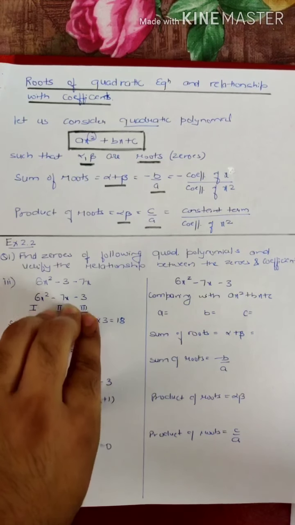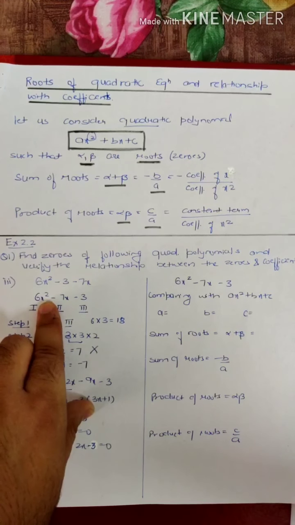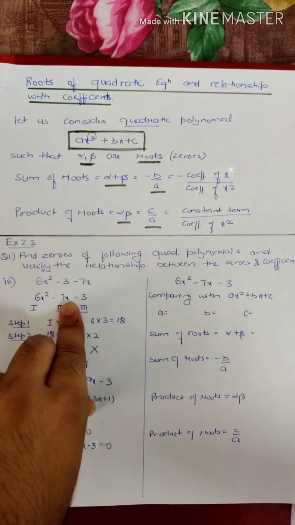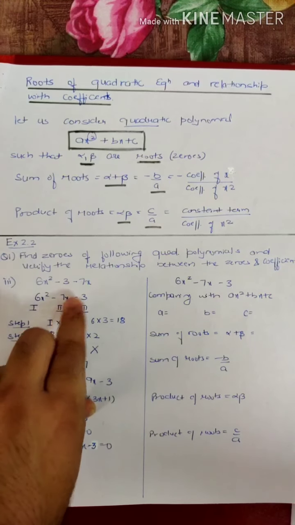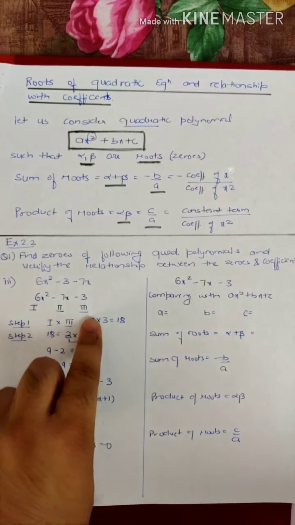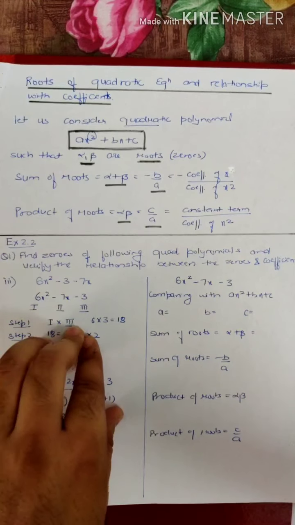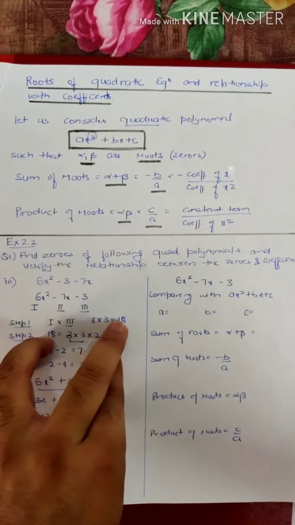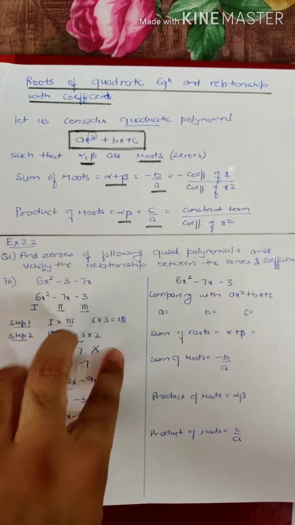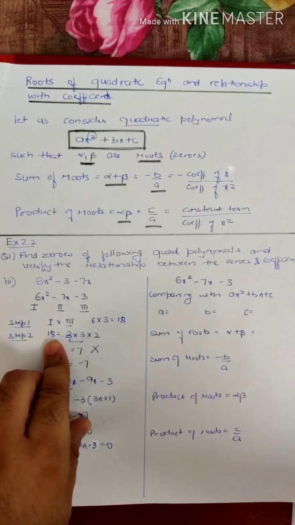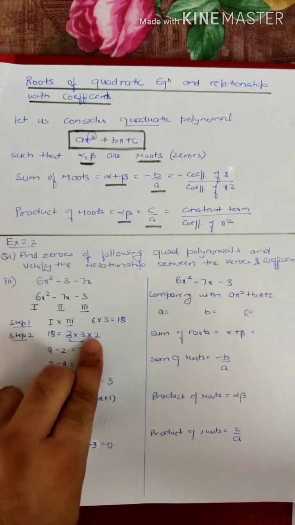So how can we do that? The coefficient of the quadratic term is considered to be 1, the coefficient of the linear term is considered to be 2, and the constant term is considered to be 3. So the very first step is you need to multiply the first and the third term. Multiplying 6 and 3, you will get 18. In the next step, you make factors for the product so obtained. So the factors for 18 will be 3 into 3 into 2.